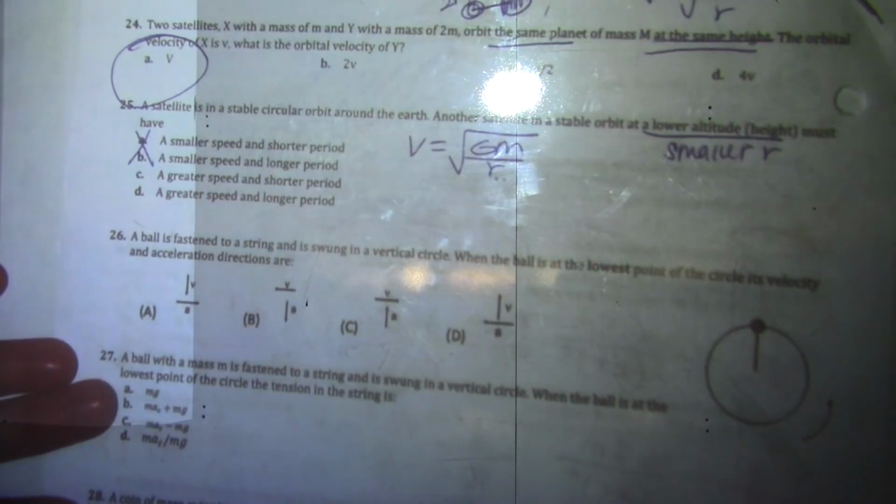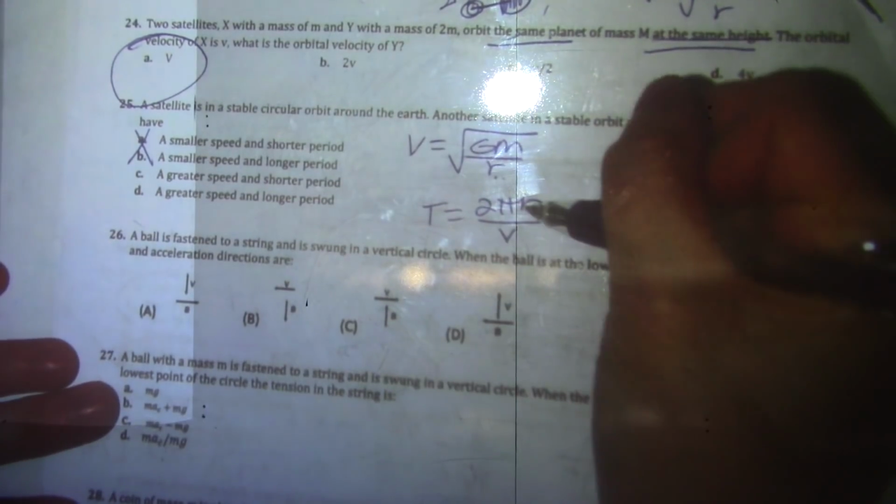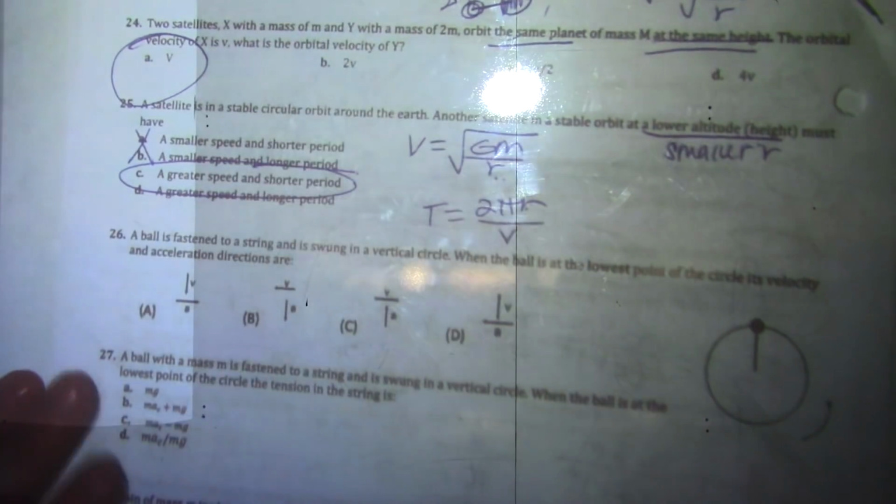Lower altitude, lower height, is a smaller r. So now we're looking at speed and period. So velocity is the square root of GM over r. If I have a smaller r, that means a bigger velocity because it's an inverse relationship, so greater speed. We're between C and D. And then period is 2 pi r over v. I have a smaller r. I'm also dividing by a greater speed, so smaller divided by bigger gives me smaller overall, for sure. Two reasons it's getting smaller: the top is getting smaller and the bottom is getting bigger.